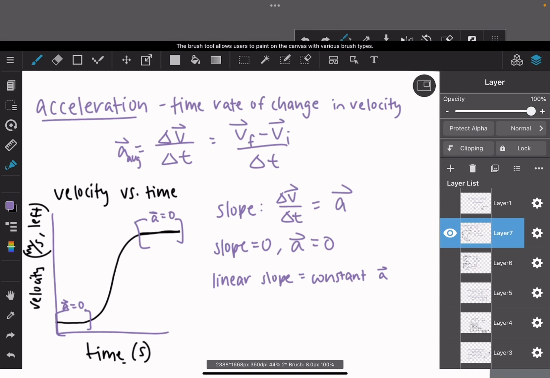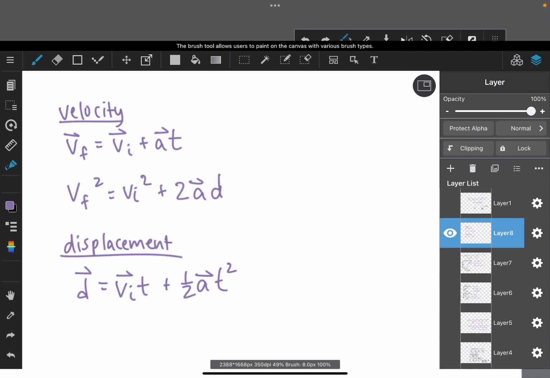Okay, now let's move on to equations. All right, so there are 3 equations in this unit that you really need to memorize. 2 of them are about velocity equations, and the third one's displacement. Okay, the first velocity equation is velocity final equals velocity initial plus acceleration times time. And notice how all 3 of these values are vectors, so they can be either positive or negative. So really pay attention to direction there.